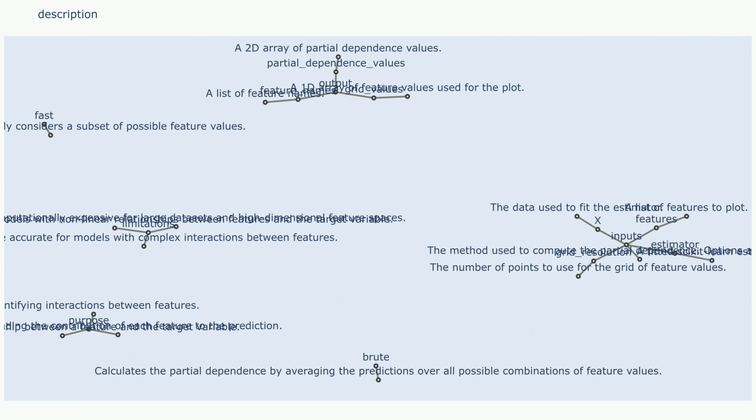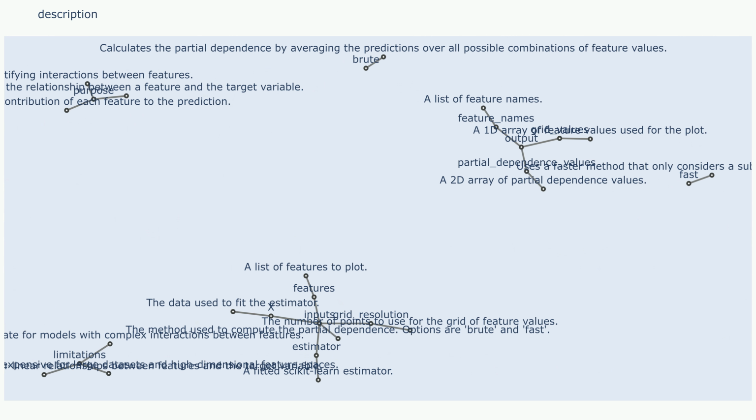2. Input parameters. Estimator. The trained machine learning model for which you want to analyze the partial dependence. X. The dataset used to train the model. Features. A list of features for which you want to compute partial dependence. This can be: an integer represents the index of a single feature. A list of integers represents multiple features. A string represents a feature name. A list of strings represents multiple feature names.